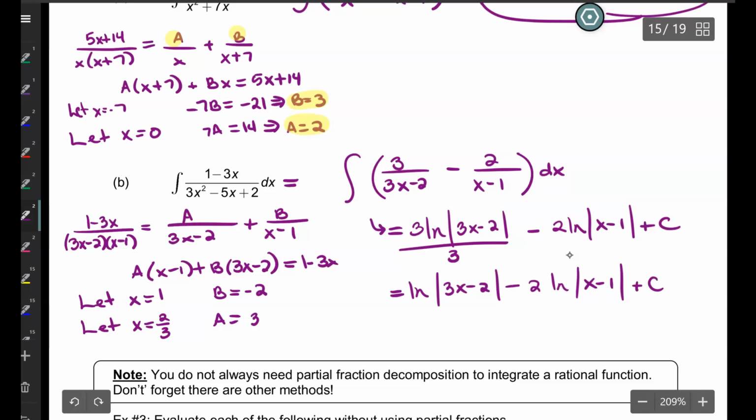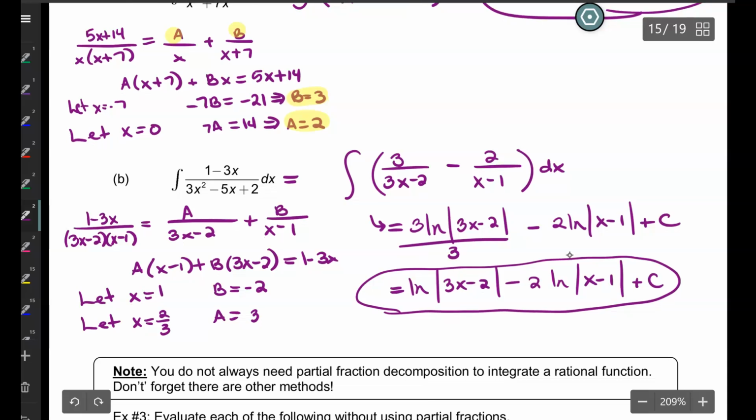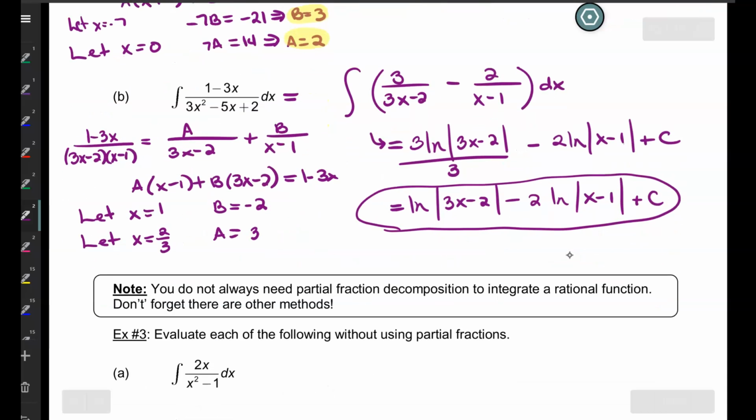Now you can do some more logarithmic properties here. You know, you can move the 2 to the exponent if you wanted to. You can make this into a division. For right now, I'm going to suggest just leaving it like this. You can manipulate it later if you need to.